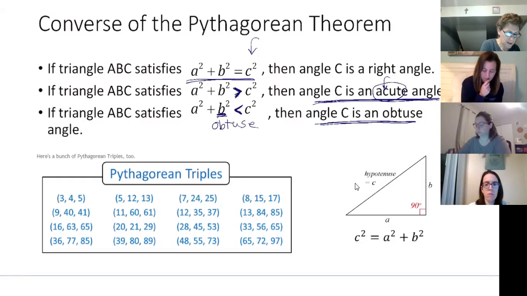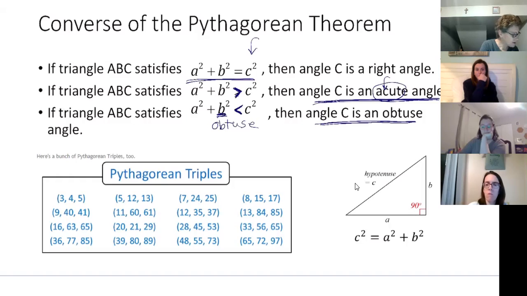So an example of this would be if my sides were 3, 4, and 5. 3 squared plus 4 squared gives me 5 squared. That equals, so I know that my angle C is going to be a right angle. If instead I try to do a 5, 5, 6, 5 squared plus 5 squared, so that's 25 plus 25 is 50. That's greater than 36, which is 6 squared. And therefore, this is going to be an acute triangle.